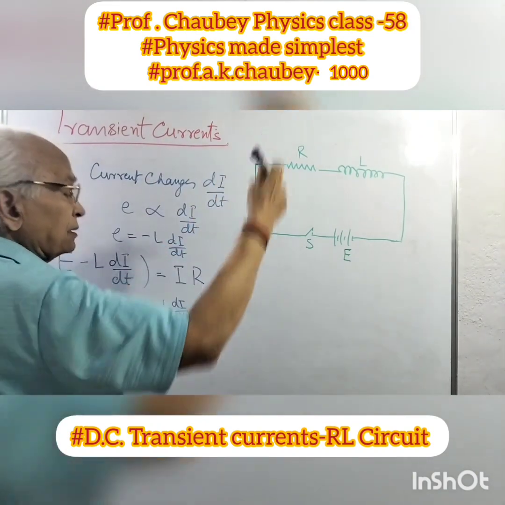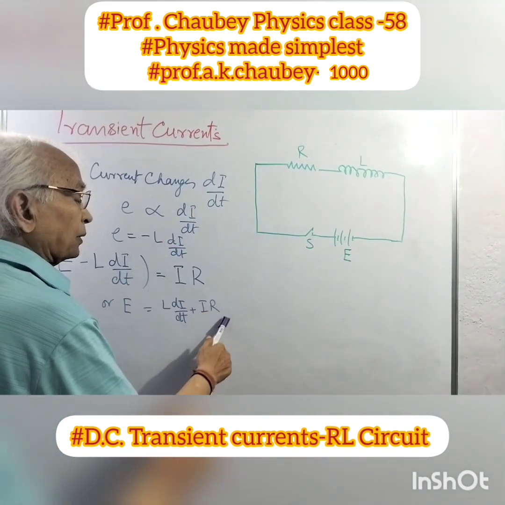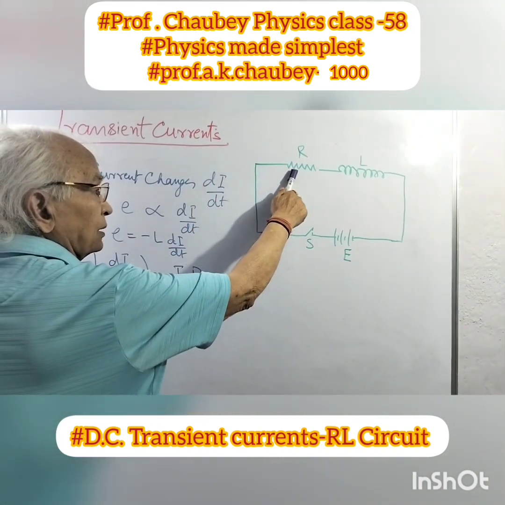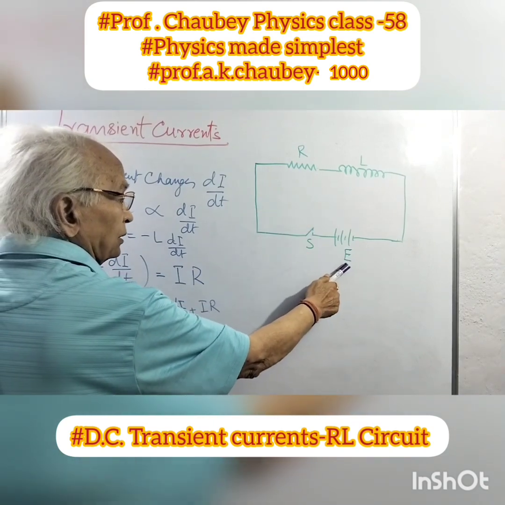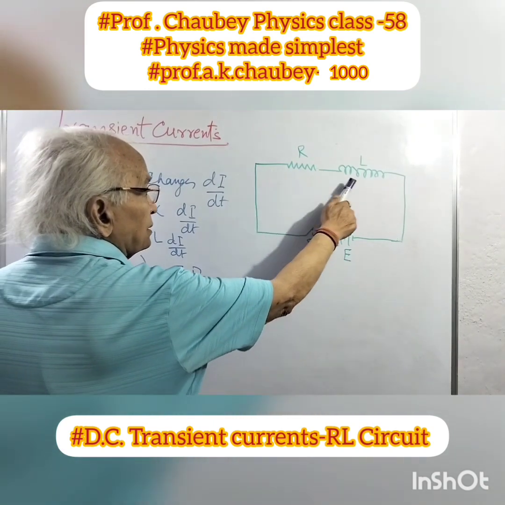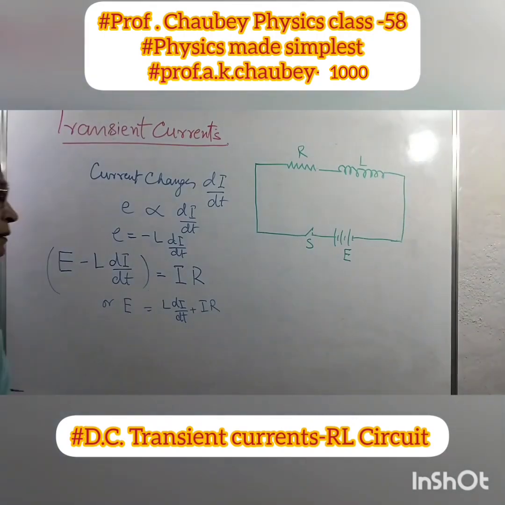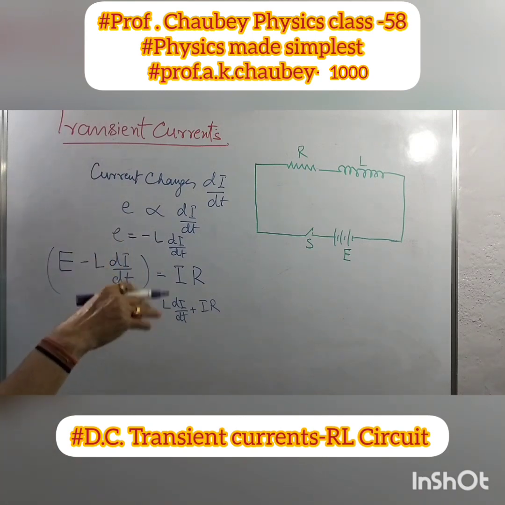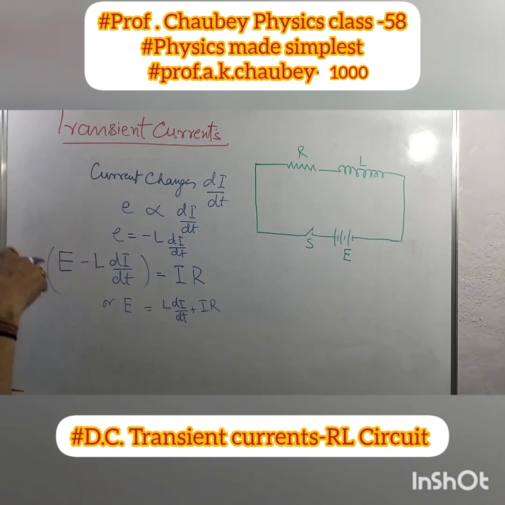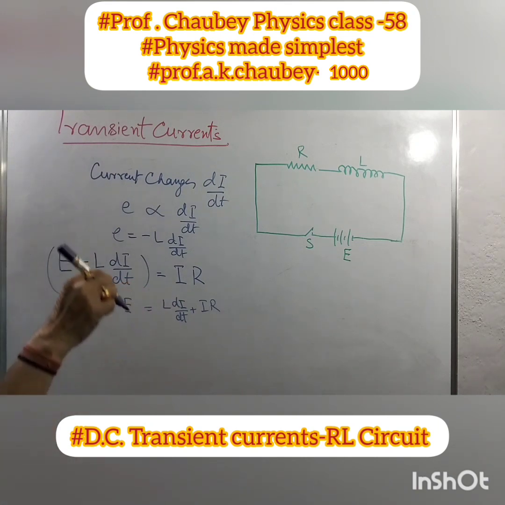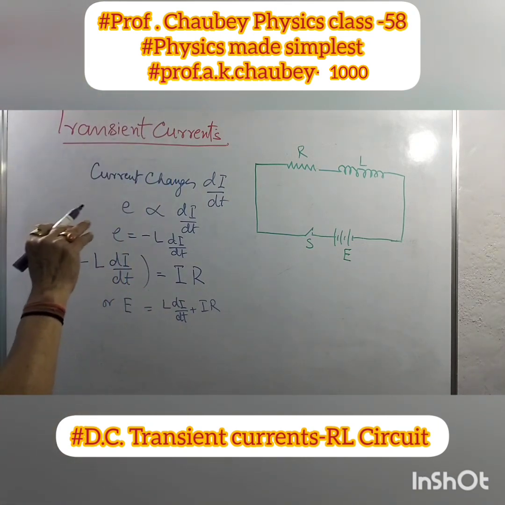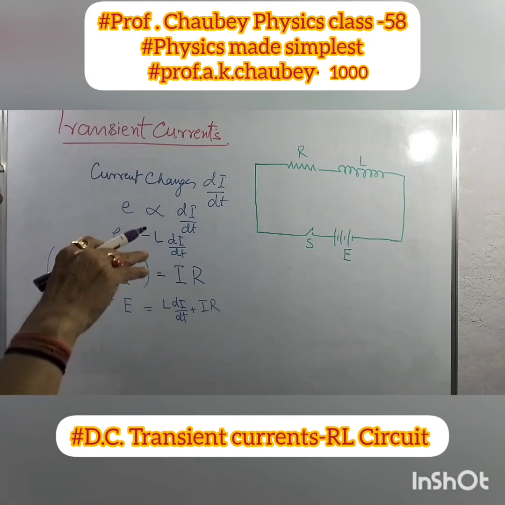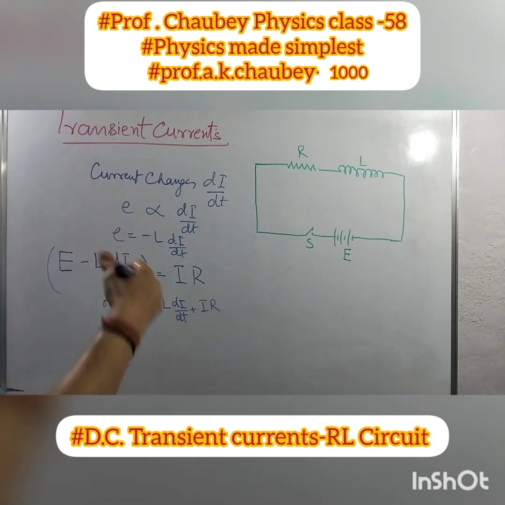As the current increases, the IR drop increases. This means the voltage across the resistor increases, and since the total voltage E is fixed, the voltage across the inductor decreases. That is, L being constant, di/dt goes on decreasing. So the rate of change of current finally becomes 0, the current change becomes 0, and the circuit current becomes constant. So current takes some time to build up completely.